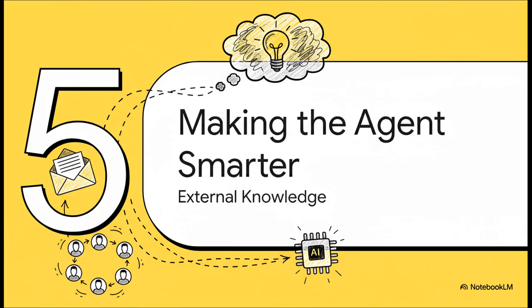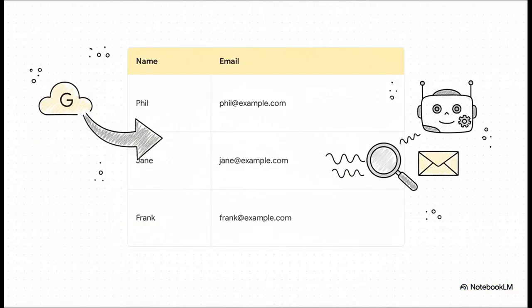Let's level up our agent's intelligence by connecting it to some outside knowledge, like a simple contact list. And we're going to do that by hooking up a simple Google Sheet as a second tool. It's super basic, just 2 columns, one for name, one for email. And just like that, our agent can now look up someone's email address just by knowing their first name.